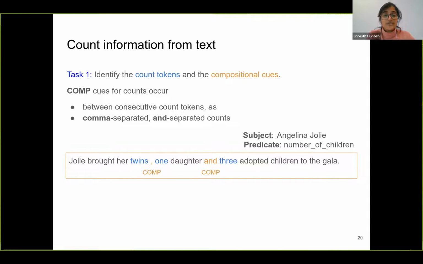Also, we need to define how to identify compositional cues. So basically, these cues occur between consecutive counts, and they might be either commas or ands. And they are all clubbed under a single table.